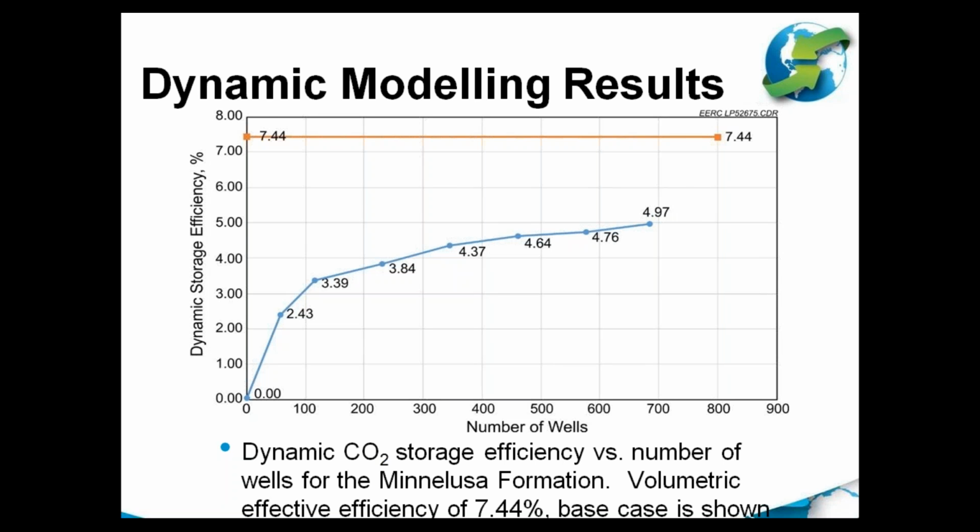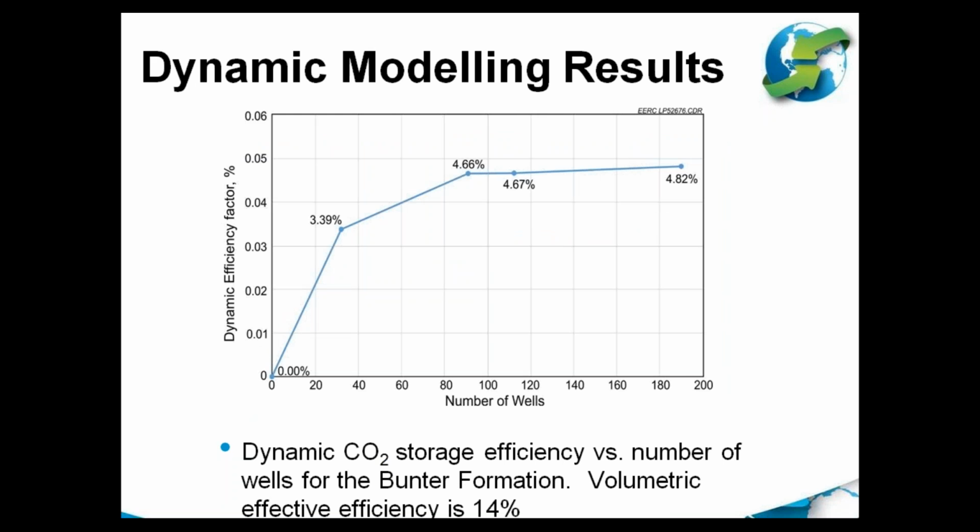And the next slide shows the same effect here for the Bunter Formation, but the volumetric efficiency is much higher. It's at 14% and quite outside the graph scale, so it's not included here, but a big contrast between volumetric and dynamic efficiency. Again, you see this fall off in the number of wells. Once you get to about 90 wells, efficiency falls off quite substantially.